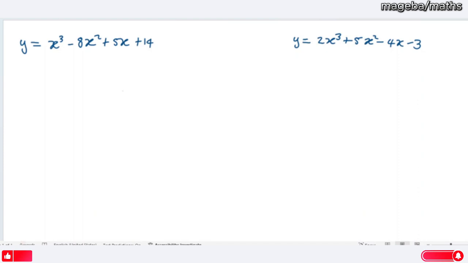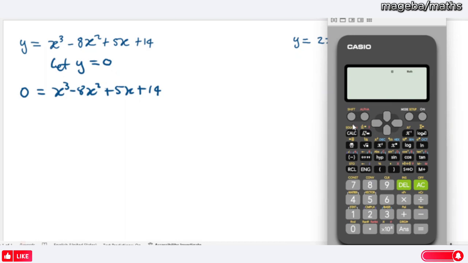First thing here, if you are finding your x-intercept, you let y equals to 0. And then from here, you have 0 equals x cubed minus 8x squared plus 5x plus 14. Then from here, you need to find a factor in terms of putting any number here, playing some guessing game in terms of which number if you put here is going to give you 0. Now, save time. Let's go straight into your calculator.